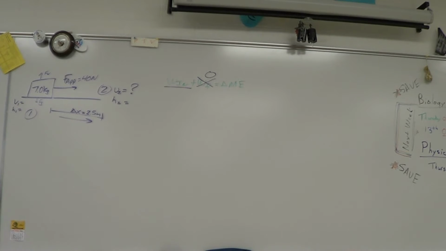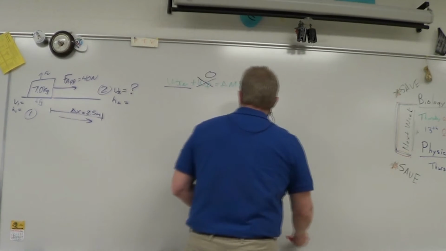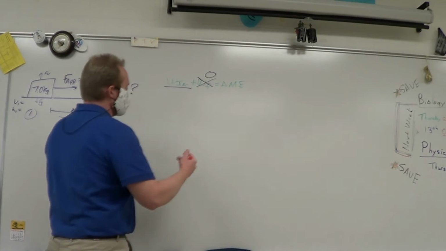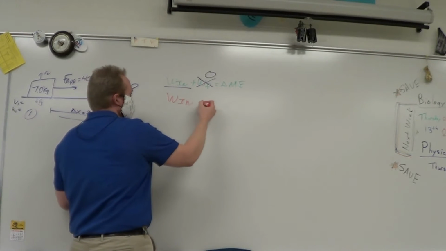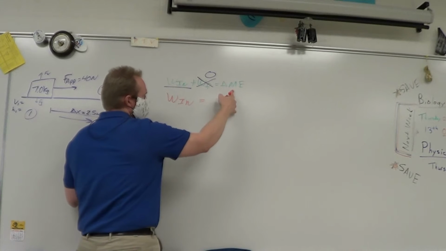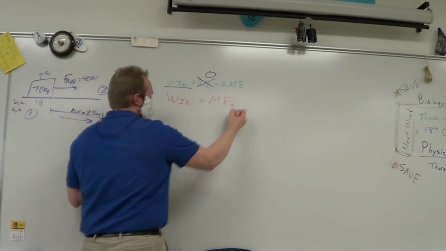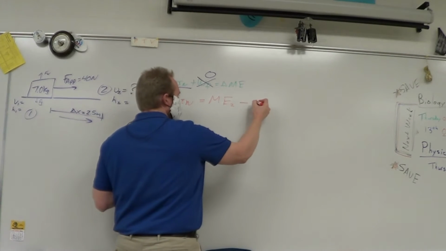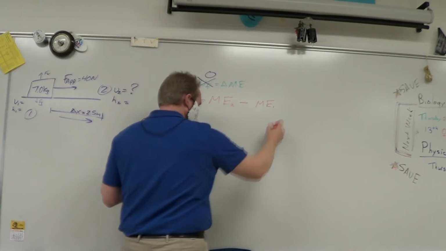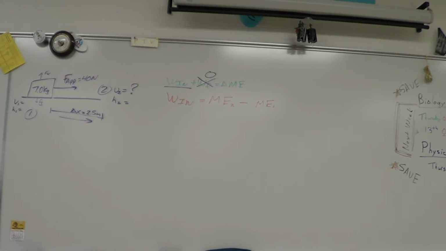So what I like to do is expand this equation out before we get too far. Work in is equal to my change in mechanical energy. It's important that we put the second location first, so it's ME2 minus ME1. The order is important. It has to be final minus initial.